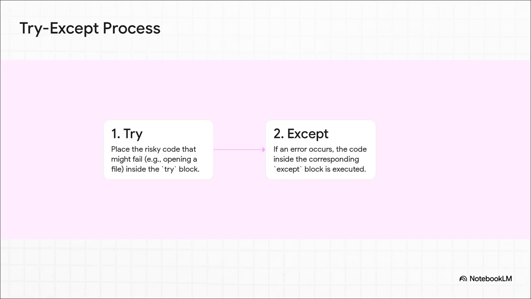It's really just a simple two-step process. First, you put the risky code, like trying to open a file that might not even be there, inside the try block. Then you define what to do in the except block if a specific error happens, like a FileNotFoundError. It makes our code so much more resilient.